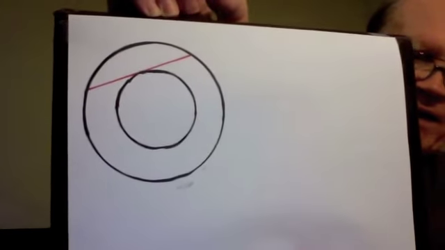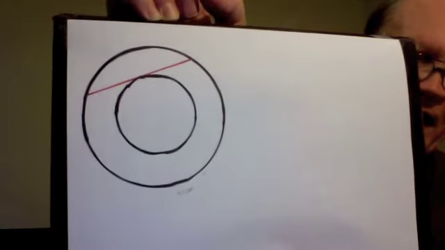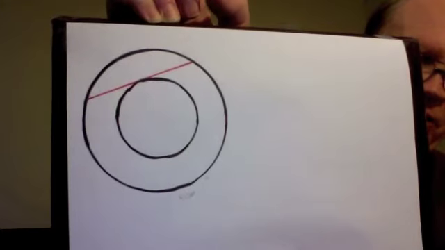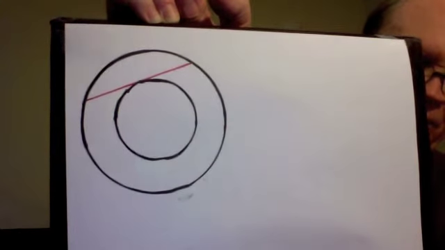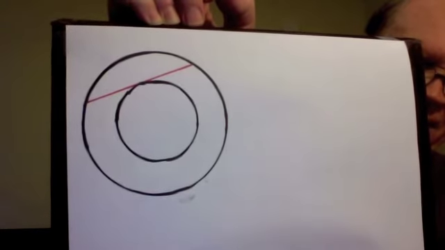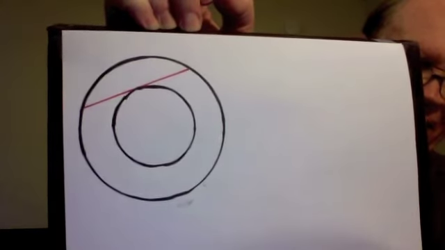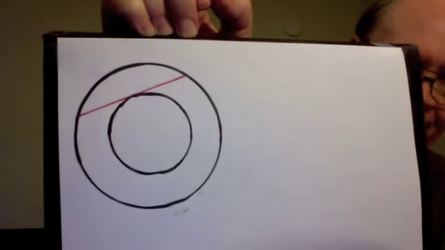Imagine that we take this segment, put it off to the side, and draw a circle with that segment as a diameter. The challenge is to prove that the area of this ring is the same as the area of that circle that has that segment as a diameter.